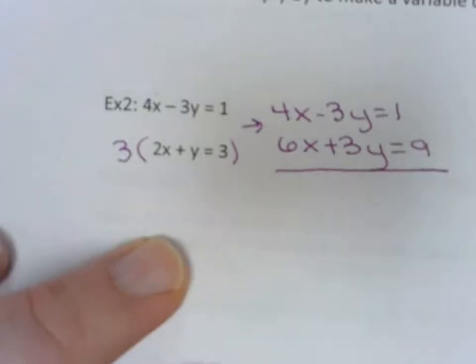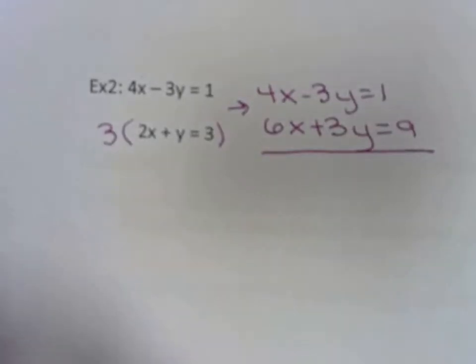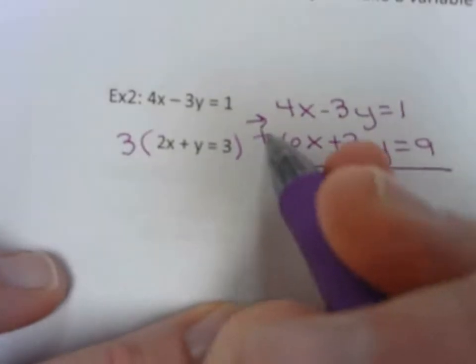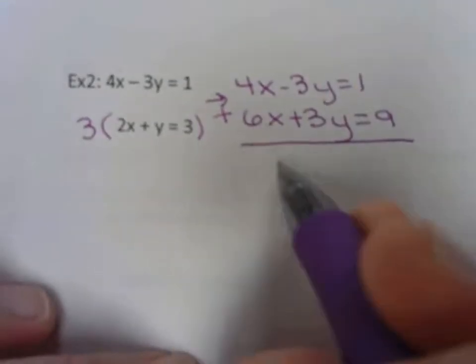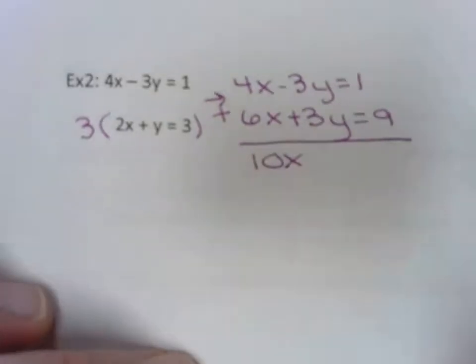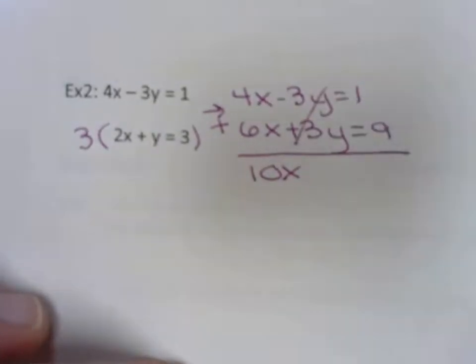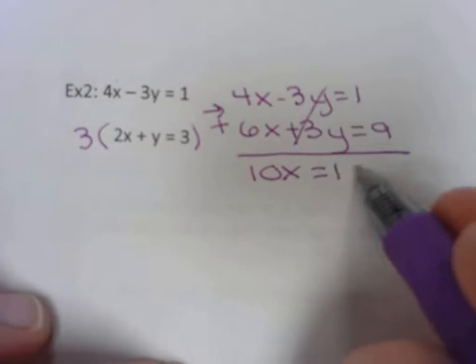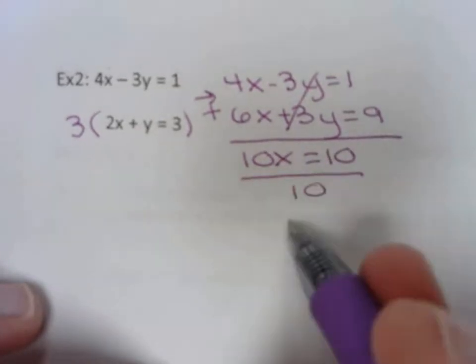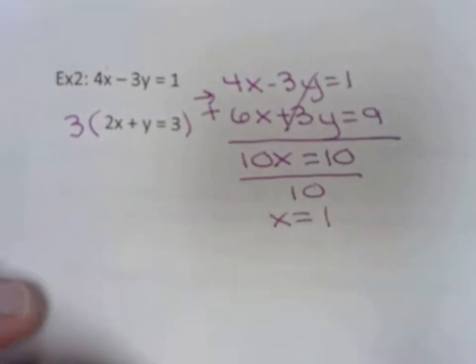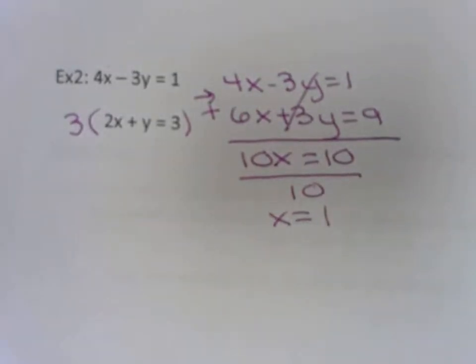I notice I have the same number, opposite sign. So now to cancel, I have to add these equations. You are adding the two equations together. 4x plus 6x is 10x. Negative 3y plus 3y is 0, so that is gone. And that is equal to 10. Solve that equation. Divide by 10. x is 1. And I need an ordered pair. Solving a system, I always need x and y, both points.